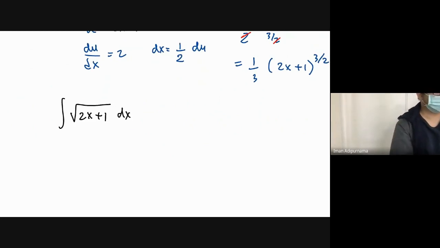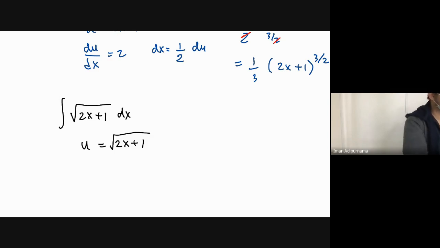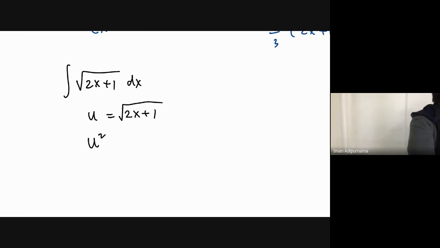We can also, instead of looking at this u like that, just substitute u as the square root of 2x plus 1. We can square this, and this will be 2x plus 1. And we can take the derivative. So we can have 2u du, and this will be 2 dx.